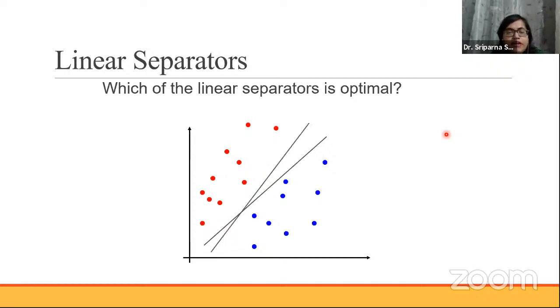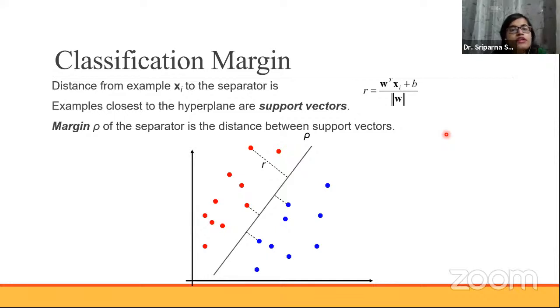Now the linear separator can be different, you can draw different linear separators. This can be one linear separator that separates the two sets of data points. This is another linear separator. This is another linear separator. So you can draw different linear separators. But the question arises, which is the optimal one? So you have to choose the optimal linear separator. How can you choose it?